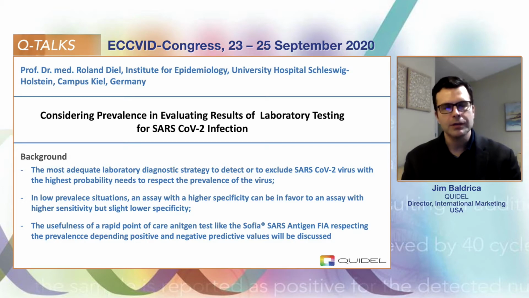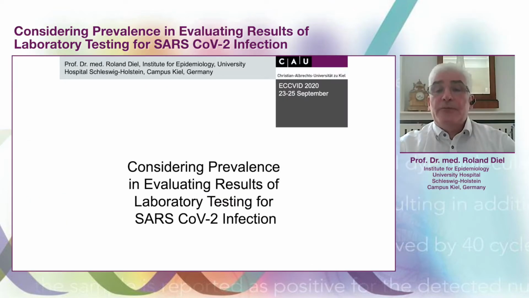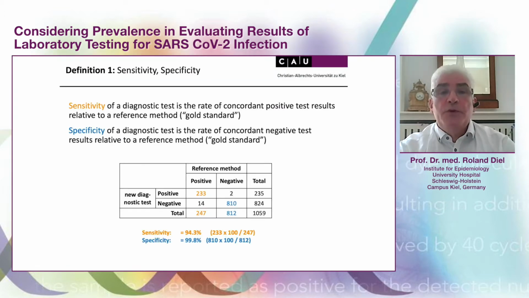Ladies and gentlemen, I've been asked today to address a topic considering prevalence in evaluating results of laboratory testing for SARS coronavirus 2 infection. Before going into detail, let me introduce two parameters which address specific properties of any diagnostic test, irrespective of the type of infection that is to be detected or excluded: sensitivity and specificity.